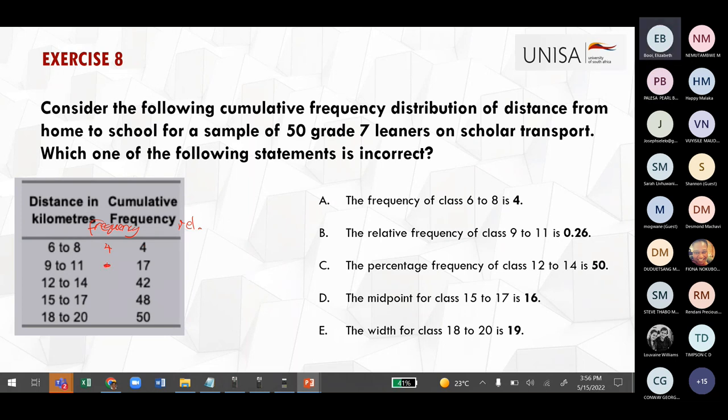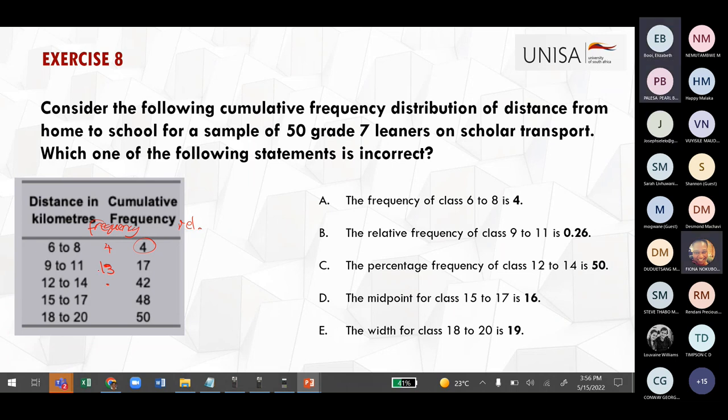The cumulative frequency for 9 to 11 is the value that sits here, which is your frequency from here plus your previous cumulative frequency. So in order for us to find out what this frequency is, we can just say 17 minus 4, which is 13, because 13 plus 4 is 17. We can also do the same here. 42 minus 17 should give us this value here, because 17 plus the value that is here should give us 42. So what is 42 minus 17?